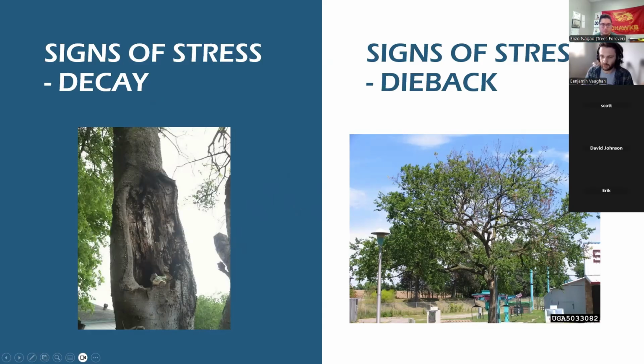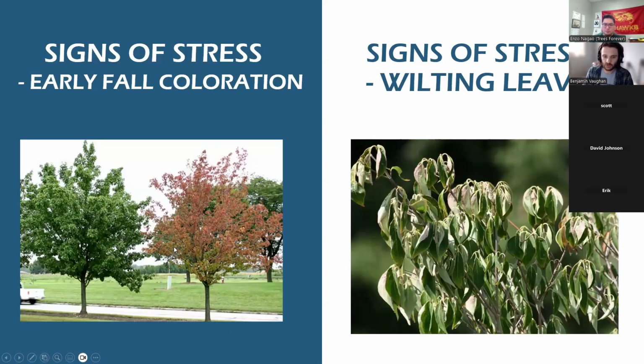Dieback, this is a little more clear example. It's losing a good portion of that upper canopy, and it's hard to say, without being there in person, what exactly is causing that. Early fall coloration: these two trees are right next to each other. They look to be probably the same type of tree, but one of them is really stressed. Again, you need to be in person to tell, but that is a sign that that tree is doing worse than the other one. Wilting leaves.